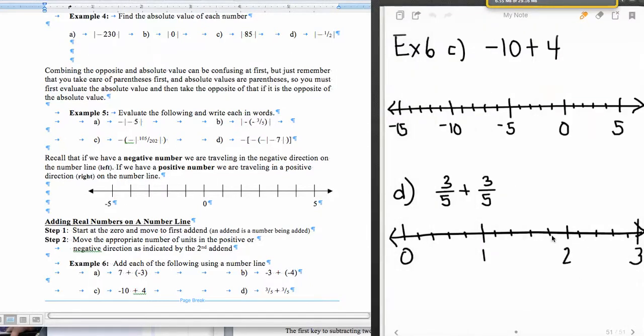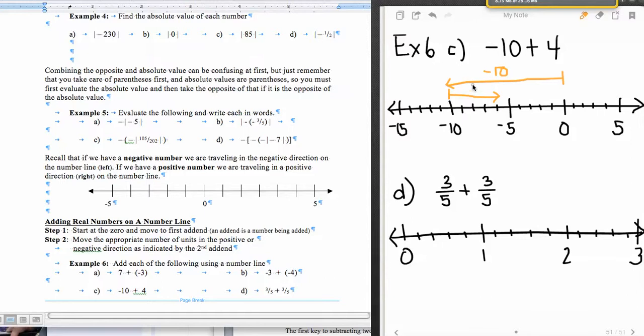Now our next problem here, we have a -10 plus 4. So we're going to start out here at 0, and I'm going to move 10 places. I'm going to move 10 to the left. And so there we go with the -10. And then from there, I'm going to move 4 to the right. So from here, I move 1, 2, 3, 4.